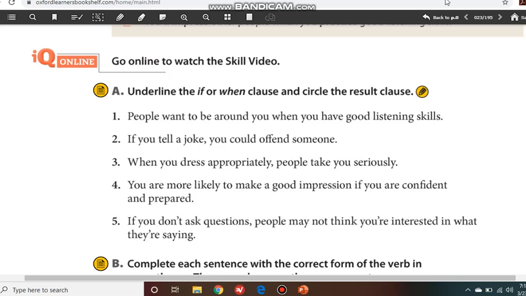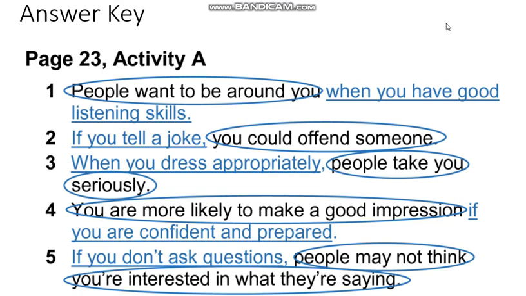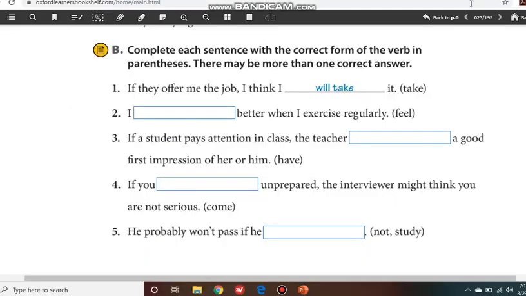Okay, in Q Skills 3, Reading and Writing, Unit 1, page 23, in Exercise A, I want you to underline the if or when clause and circle the result clause, just like we did in the practice exercise. Press pause, and when you are ready to go over the answers, press play. Okay, guys, take a look at the answers for Activity A. Now, let's move on to Activity B.